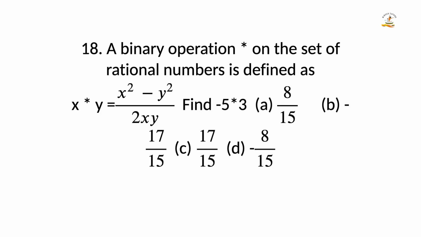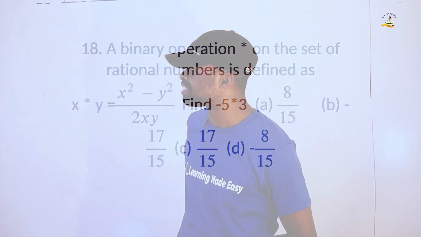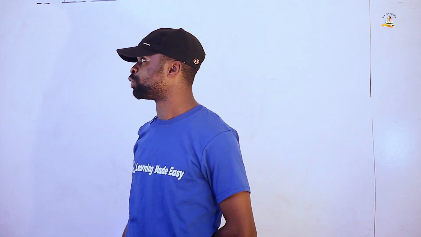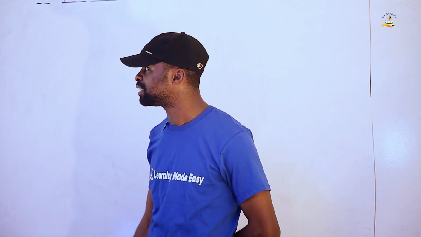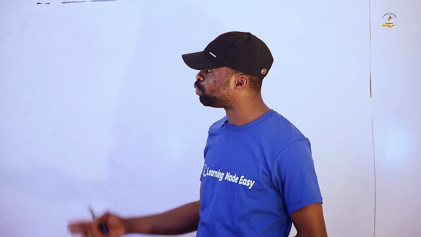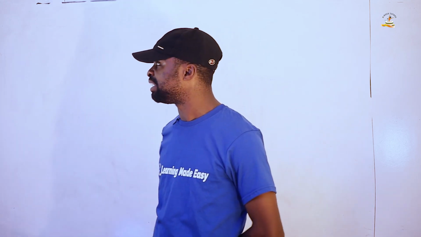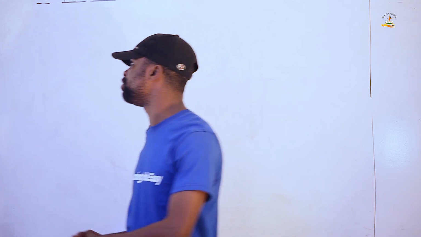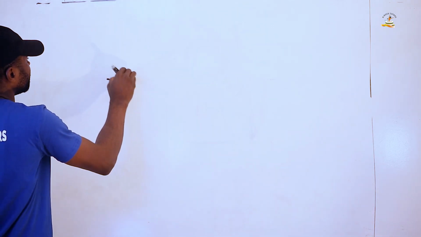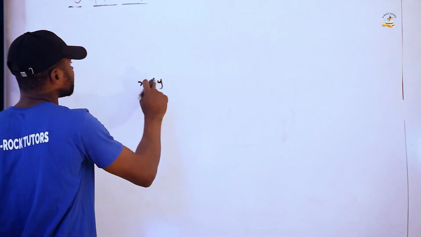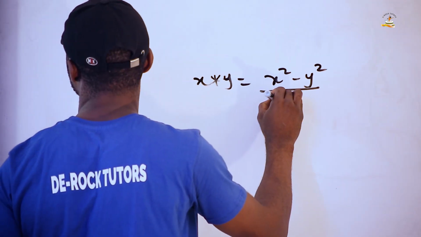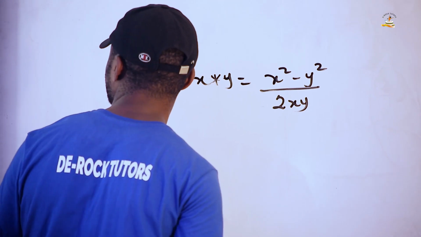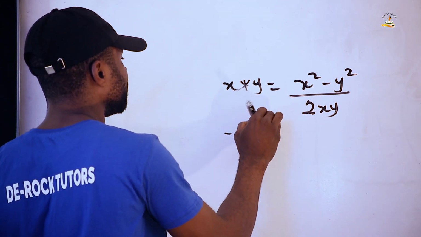This is question number 18, still on binary operation. In this question, you are given x * y equal to x squared minus y squared, everything over 2xy, and you are required to evaluate or find minus 5 * 3. The method with which you solve this type of question is direct substitution. So if you look at it, I have x * y equal to x squared minus y squared over 2xy, and you have to evaluate minus 5 * 3.